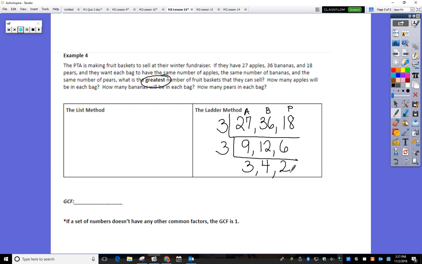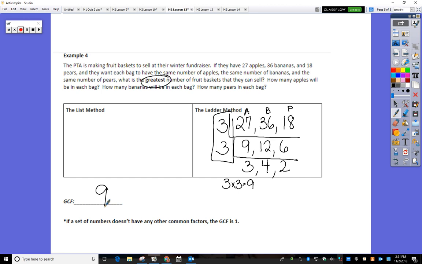At this point, 3, 4, and 2 do not have a common factor. Even though 4 and 2 have a common factor, since all 3 don't, I am done. So I'm going to take the numbers down the side, multiply them together, and get my 9 that I would have for the number of fruit baskets they can sell.